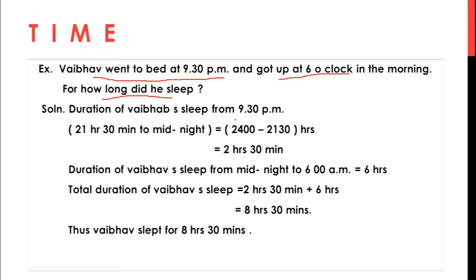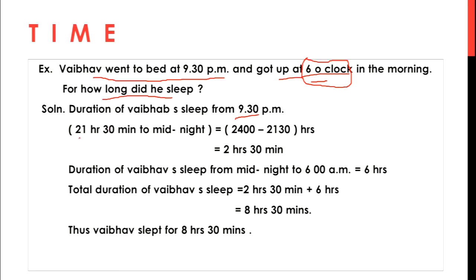Therefore, guys, from 9:30 p.m. to 6 o'clock in the morning. After PM, it comes 6 o'clock in the morning, means AM. Therefore, proceeding from 9:30 p.m. to 6 a.m., we need to add 12 hours to 6 o'clock. We need to take the help of the 24-hour clock.